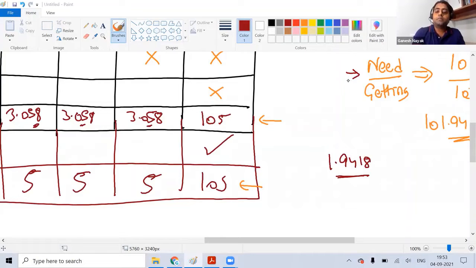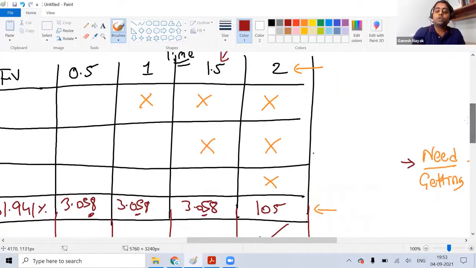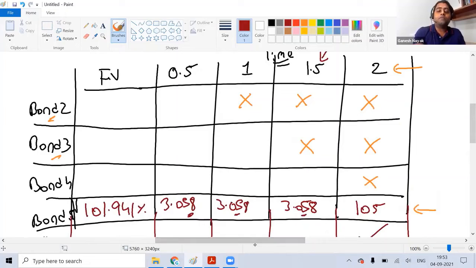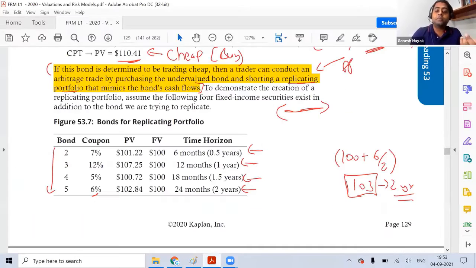But there is only now bond number 4 which is left, which can give me the cash flow. Okay, now let us go to bond number 4 in the table. So bond number 4, when it matures, it is going to give me 5% and also 100, right? Because this bond, which is bond number 4, is going to mature at time 1.5. So it will give me what? It is going to give me 100 plus 5% divided by 2. So it is actually going to give me 102.5.